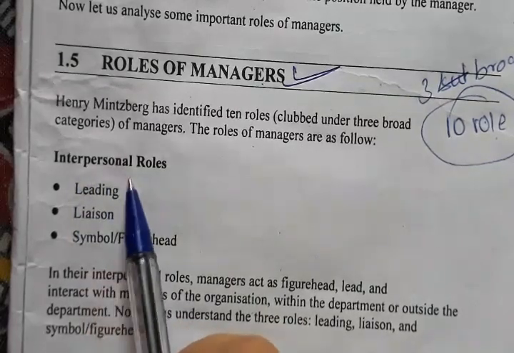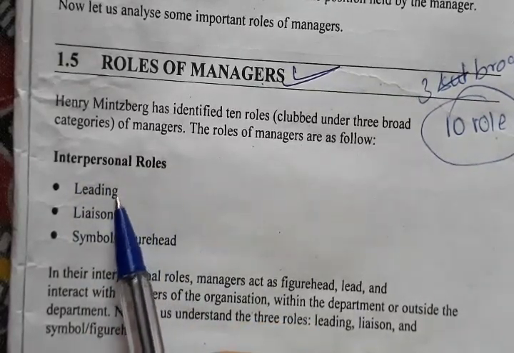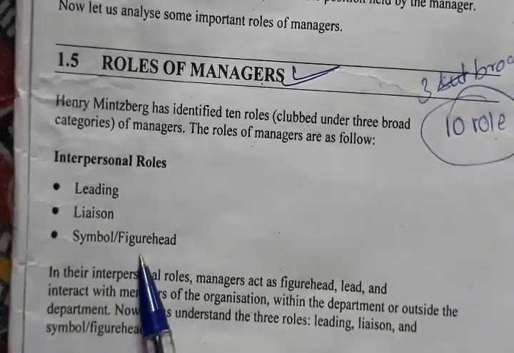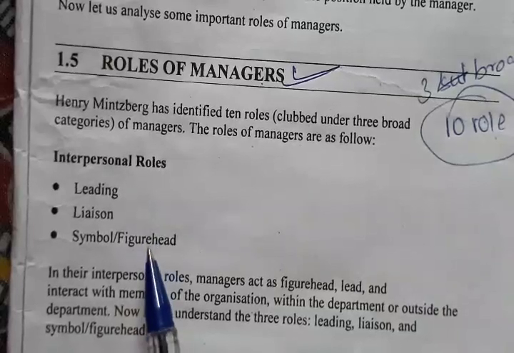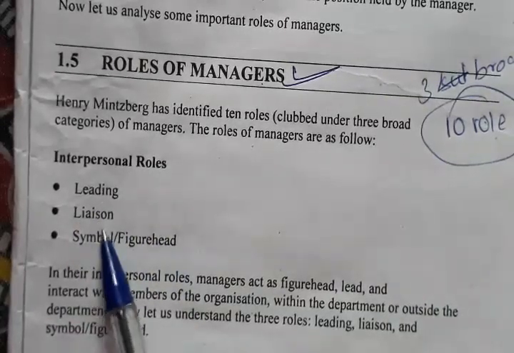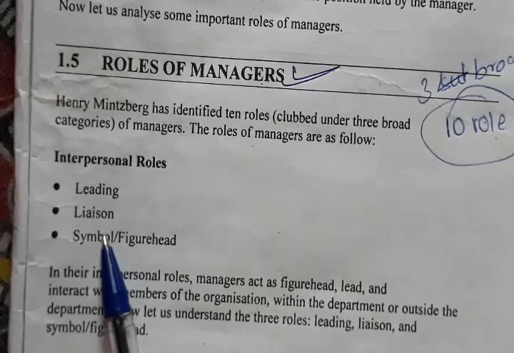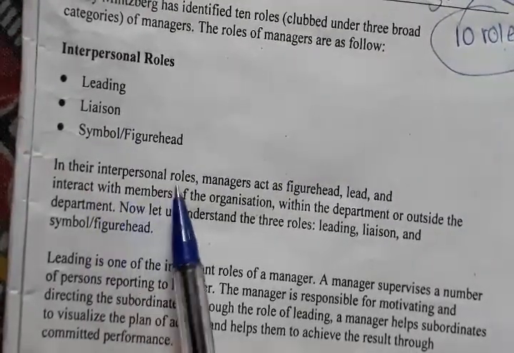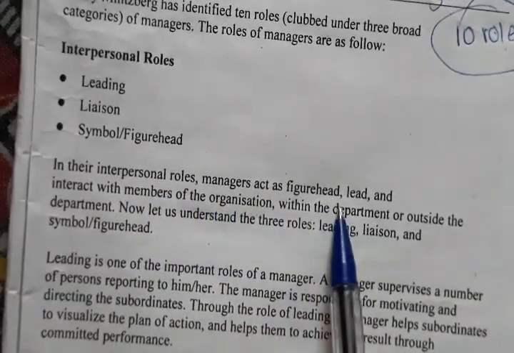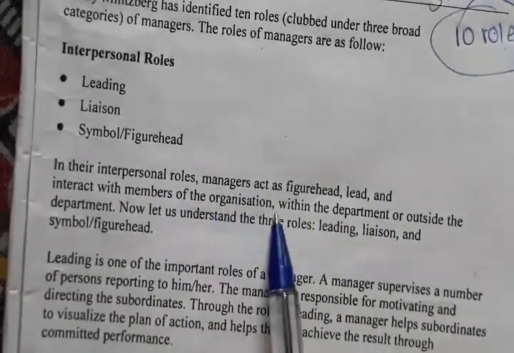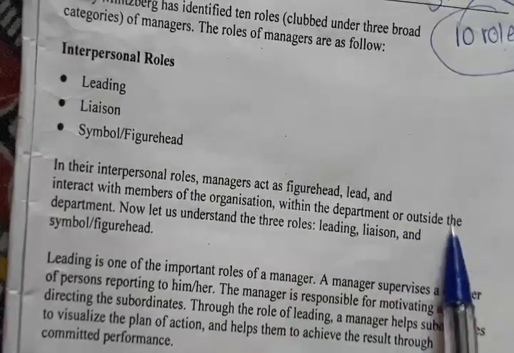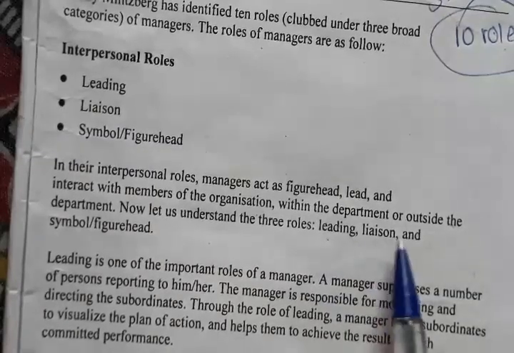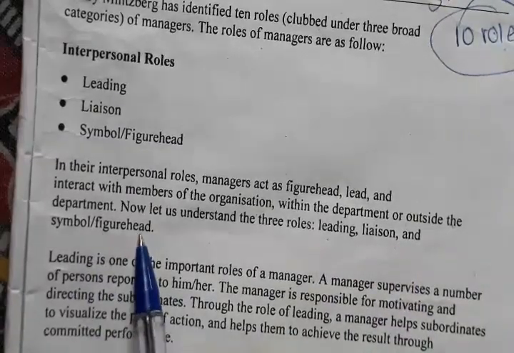What is that? Interpersonal roles. As you can see, interpersonal roles have been divided into leading, liaison, and symbol or figurehead. In leading and figurehead, you might get the word meaning, but liaison is a bit different, though it has a simpler meaning. Let's have a look at it. In their interpersonal roles, managers act as figurehead, lead and interact with members of the organization within the department or outside the department. Now let us understand the three roles: leading, liaison and figurehead.